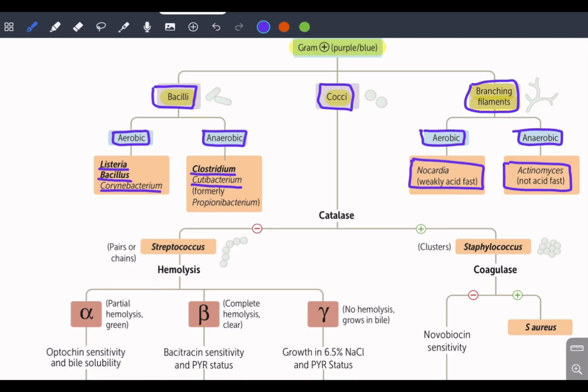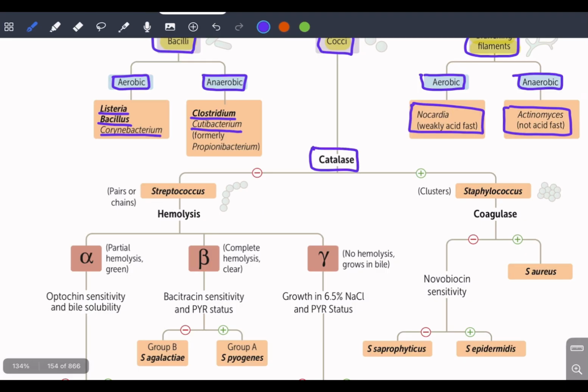Then in cocci we do a test that is called the catalase test. The catalase test is used to differentiate between Staphylococci and Streptococci. If a bacteria is catalase negative, it is included in the group of Streptococci. Streptococcus forms chains, as you can see here. And if a bacteria is catalase positive, then it is called Staphylococcus, which forms clusters. Like you can see over here, a cluster of bacteria is formed.